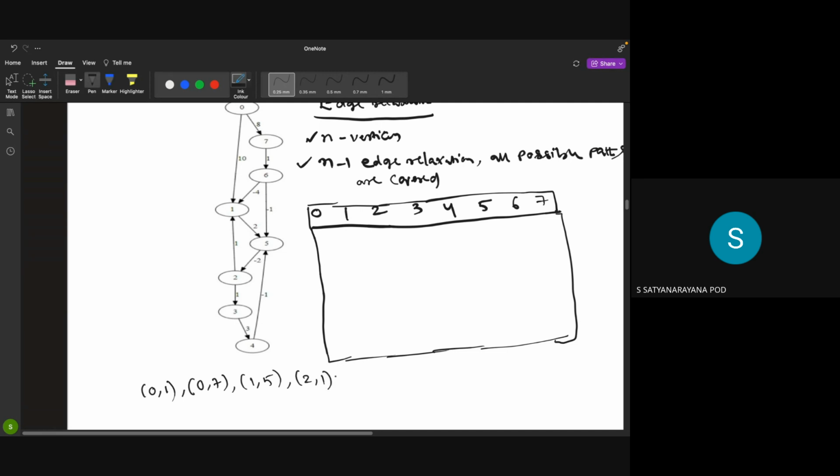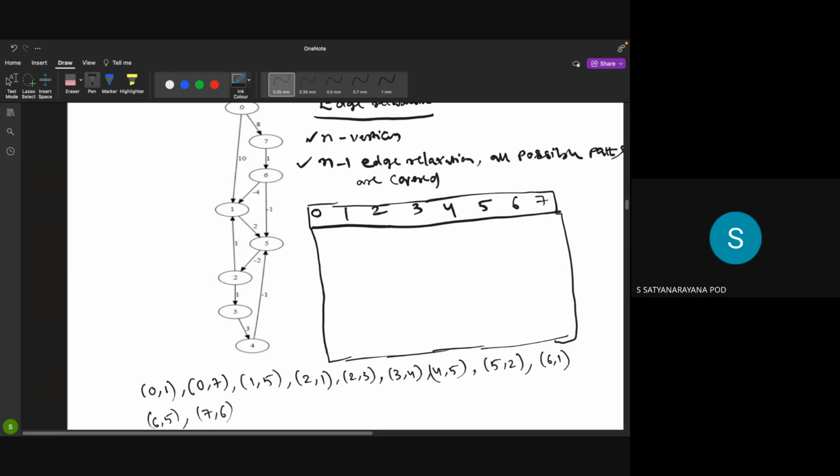Another edge is 2 to 3, another is 3 to 4, another is 4 to 5, and another is 5 to 2. The next one is 6 to 1, then 6 to 5, and I think the last one is 7 to 6. These edges are there, no?